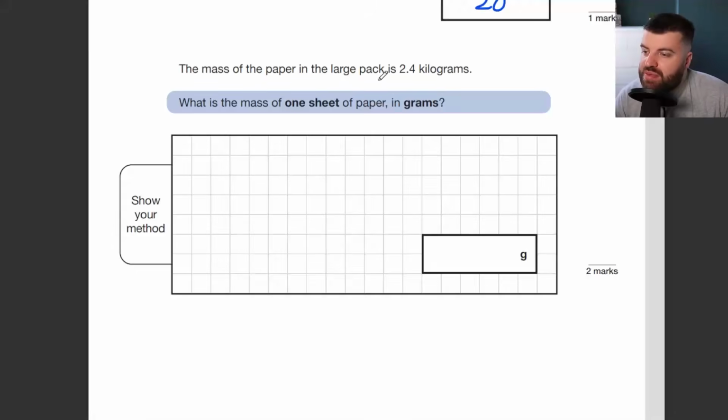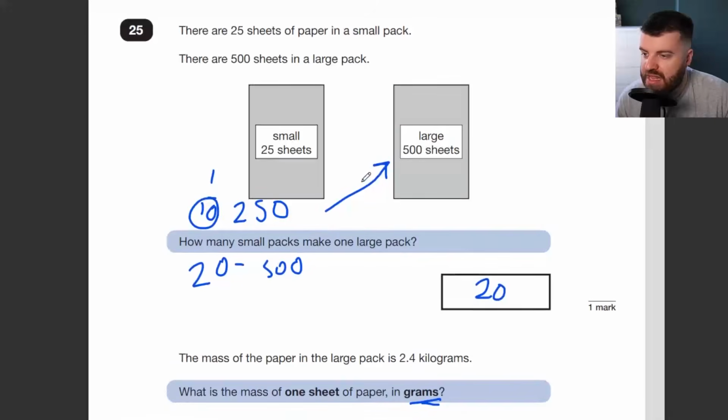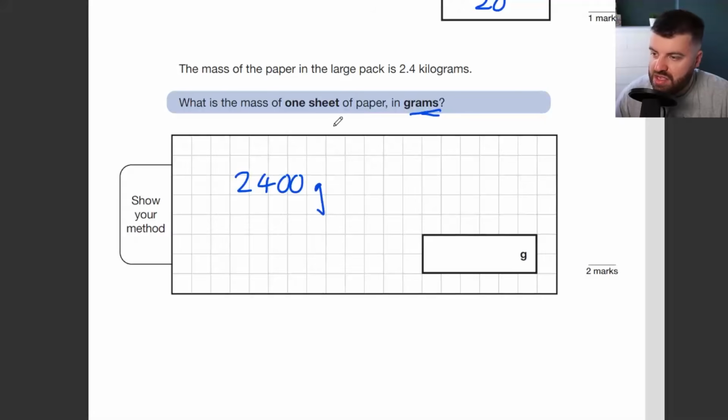The mass of the paper in the large pack is 2.4 kilograms. What is the mass of 1 sheet of the paper in grams? Now, first thing to do when it's 2.4 kilograms, we need to change this to 2,400 grams. That's the first step. Now, there are 500 large sheets. So what's the mass of 1 sheet in grams? We need to do 2,400 divided by 500.